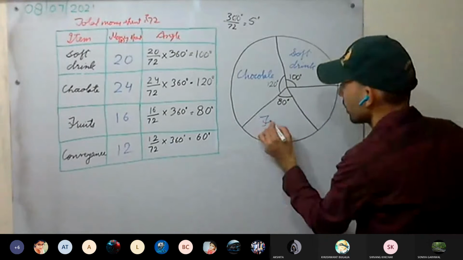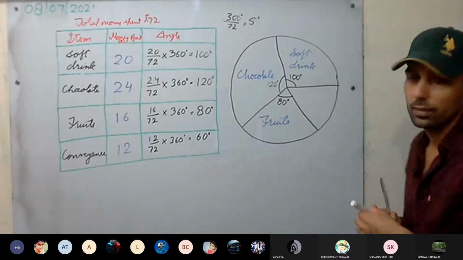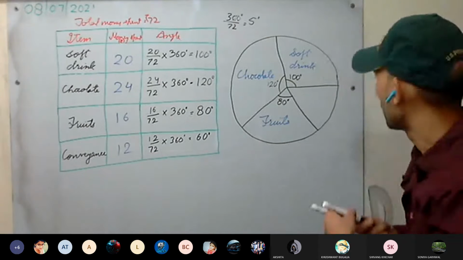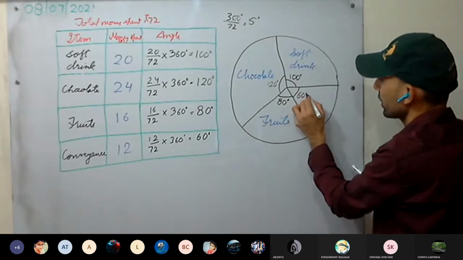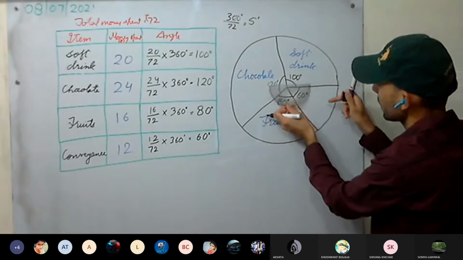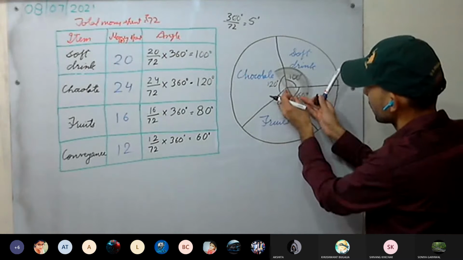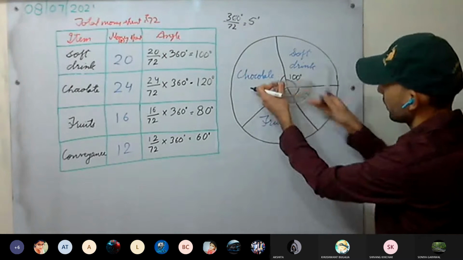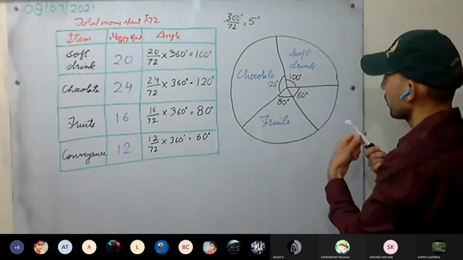Okay. Fruits. Okay. Next one remaining is conveyance. So remaining will be how much? 60 degrees. You can check as well. It will be 60 degrees. You can check like this, 60, or like this. It doesn't matter. It's 60 degrees. It is conveyance.